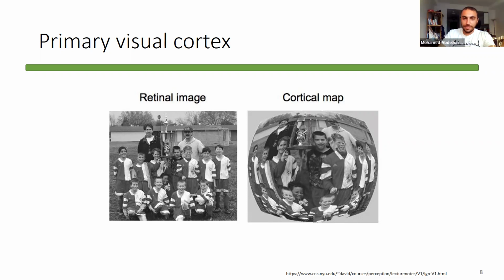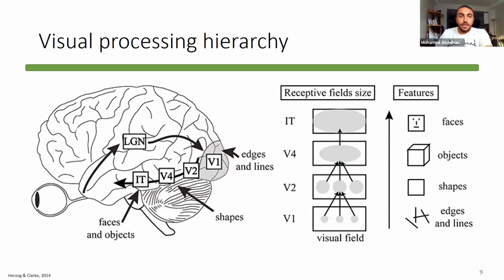So if you're looking at the image on the left at the exact center, then the cortical map is going to look like this. What's in the center is being processed by a larger number of neurons than whatever is in the periphery of your vision. So that's the primary visual cortex.